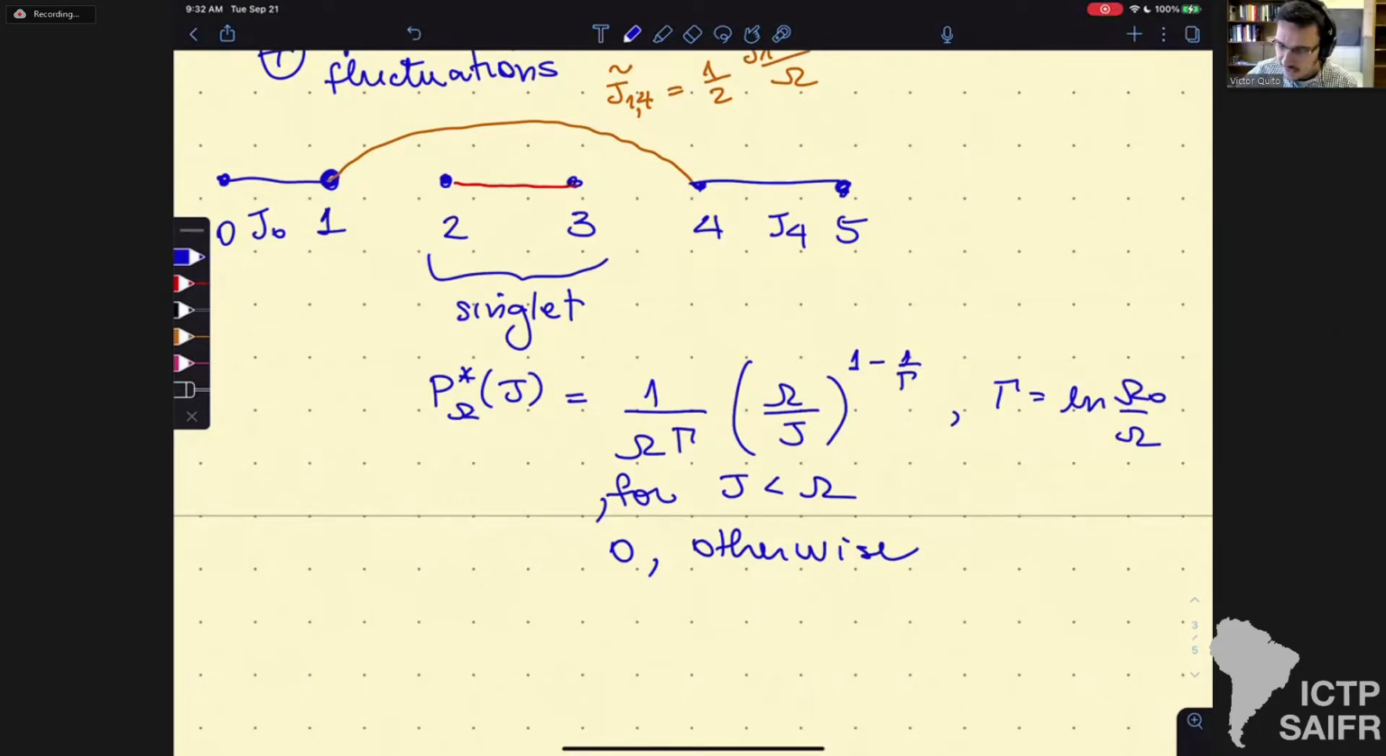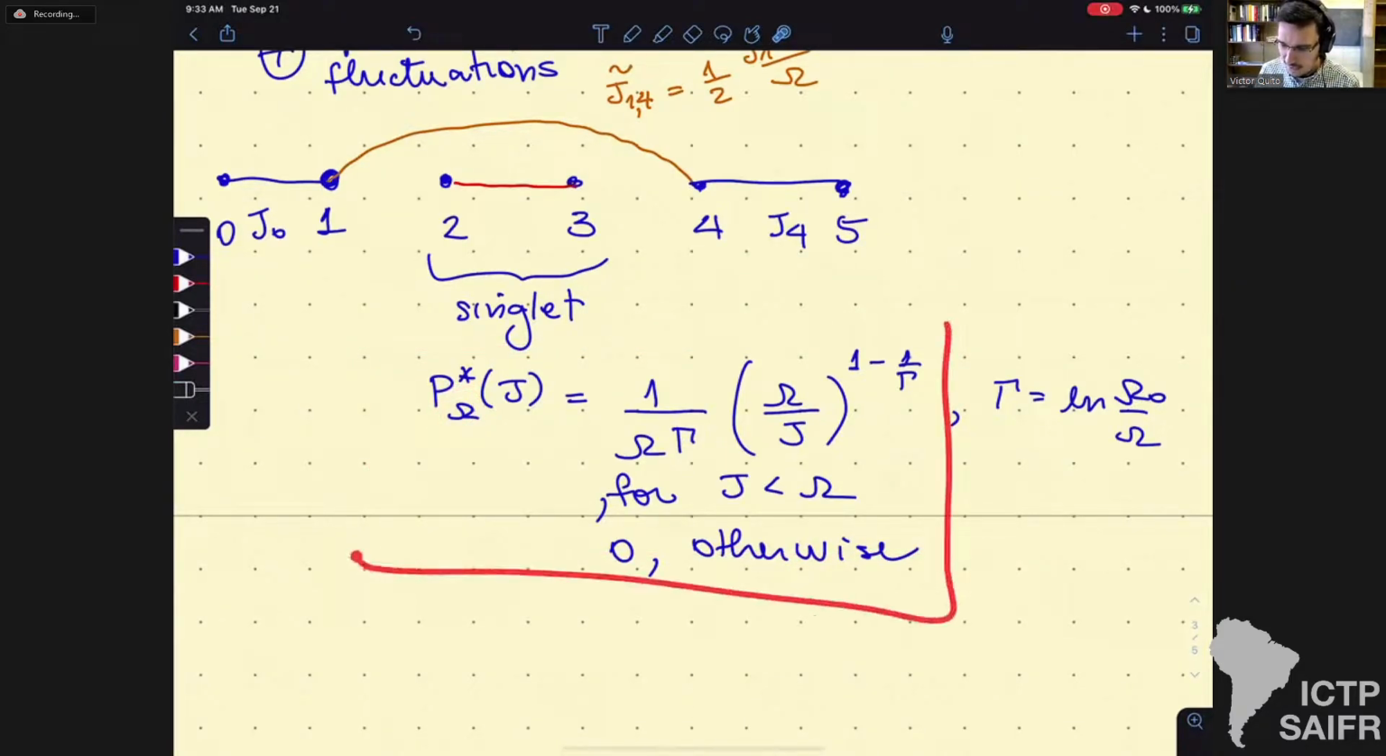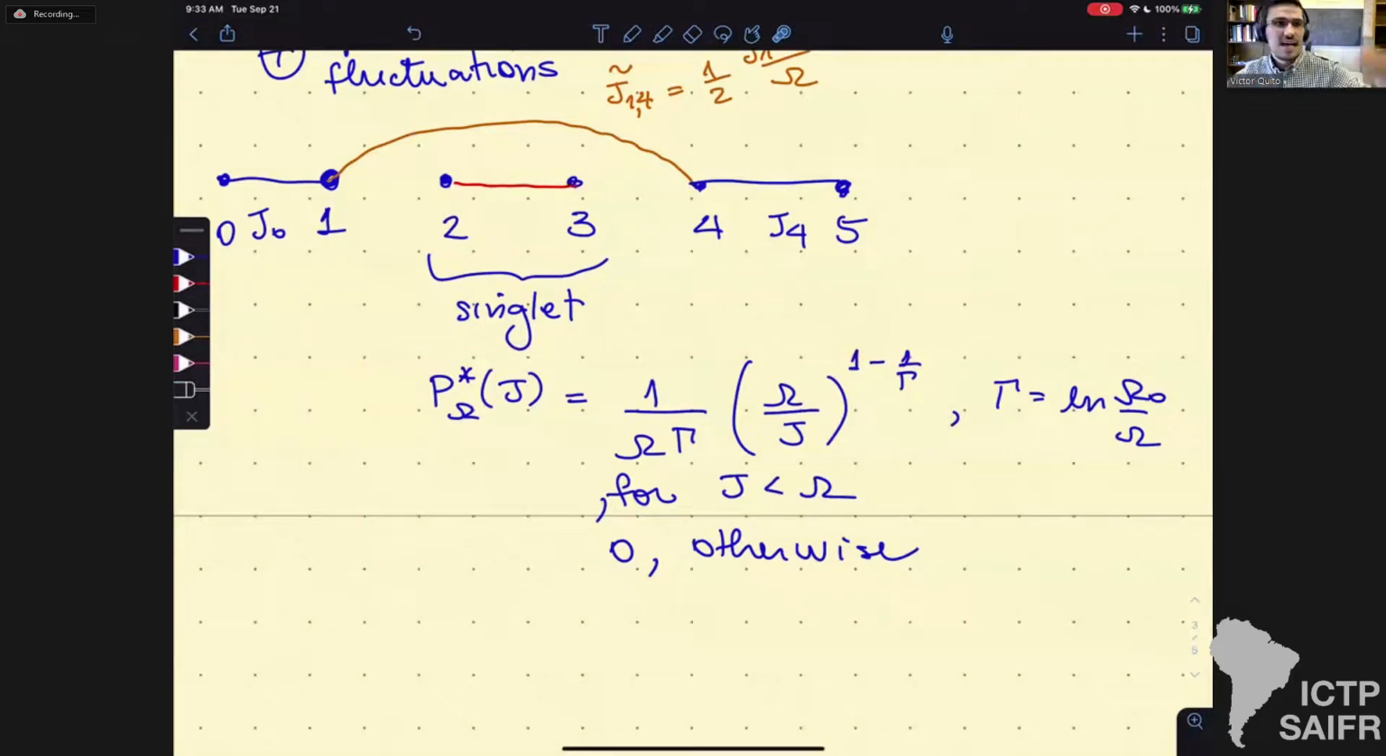So omega 0 comes from the initial bare distribution. The initial bare distribution has a high energy cutoff, omega 0. And then we have this natural log variable, gamma, that is the log of omega 0 over omega. And this is the form of the distribution. This omega keeps running, so we keep reducing it. And this is the form of the asymptotic distribution at low energies.